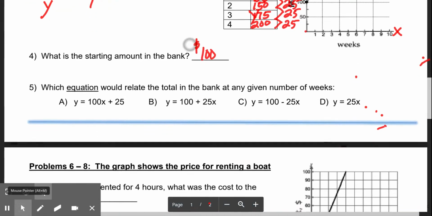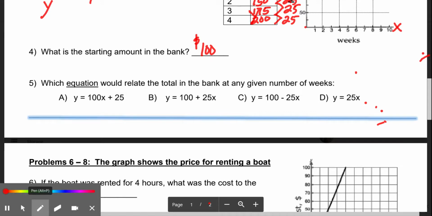All right, let's take a look at problem 5. Problem 5 says, which equation would relate the total in the bank at any given number of weeks? So remember, your starting amount is 100, and then you're going to increase it by $25 per week. So that would be your answer B.